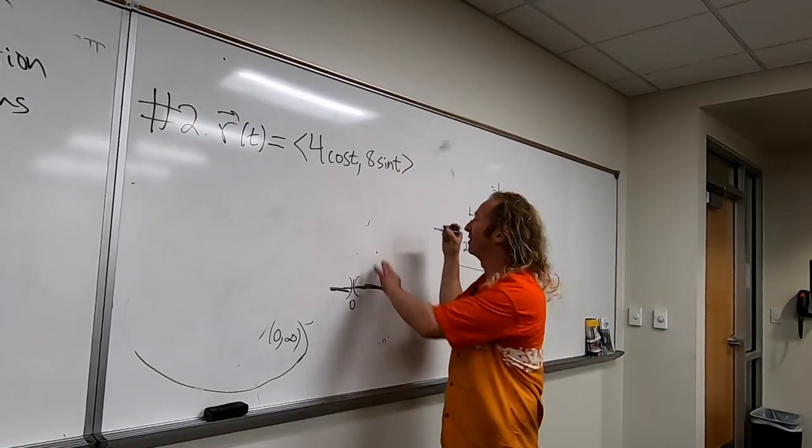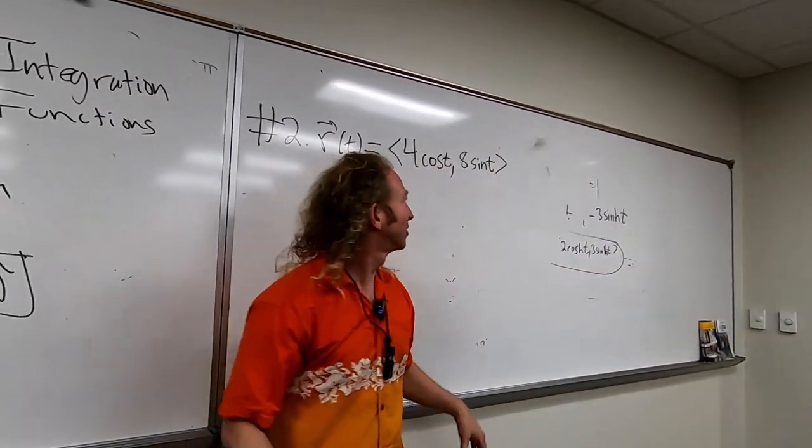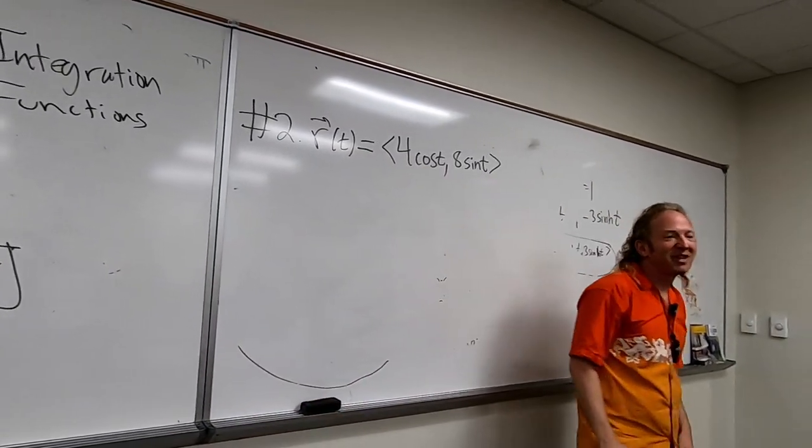Eight sine t? Extra credit, Nikki. No, I'm kidding. You don't need the extra credit. So 4 cosine t, 8 sine t.